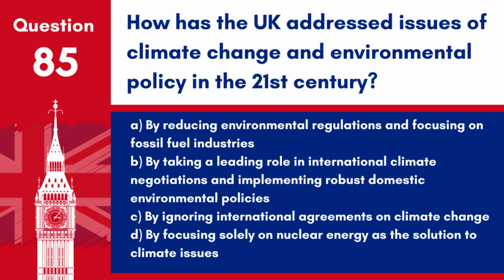Question 85. How has the UK addressed issues of climate change and environmental policy in the 21st century? A. By reducing environmental regulations and focusing on fossil fuel industries. B. By taking a leading role in international climate negotiations and implementing robust domestic environmental policies. C. By ignoring international agreements on climate change. D. By focusing solely on nuclear energy as the solution to climate issues.